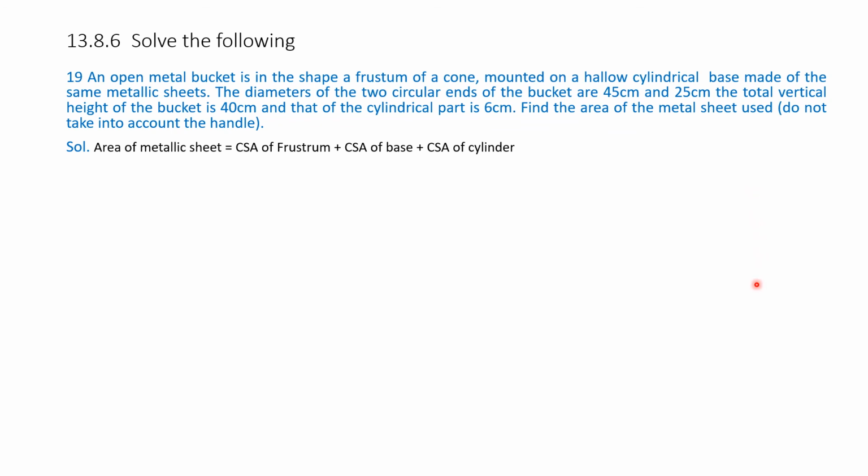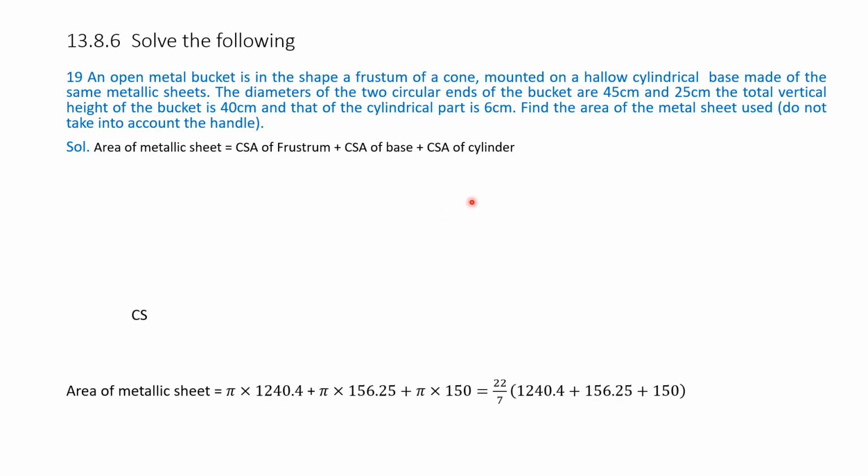And the height of the base, this bottom cylindrical part, it is called the stand or a base, is 6 centimeters. We have to find the total surface area of the metal sheet. So let us analyze. Area of the metal sheet is equal to curved surface area of the frustum plus area of the base and curved surface area of the cylinder, three parts. Let us take one by one.